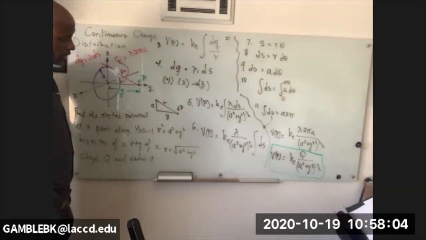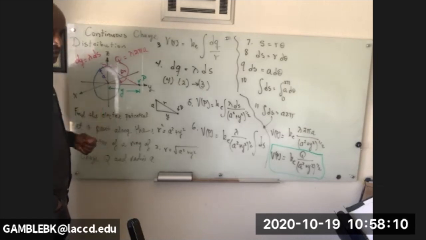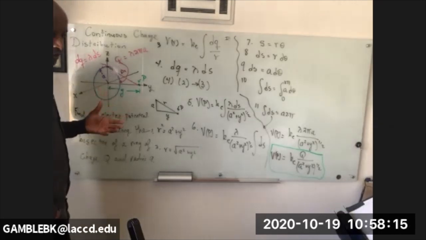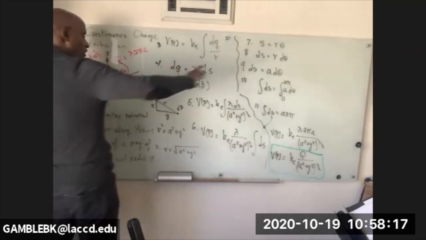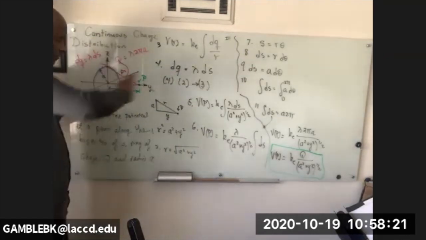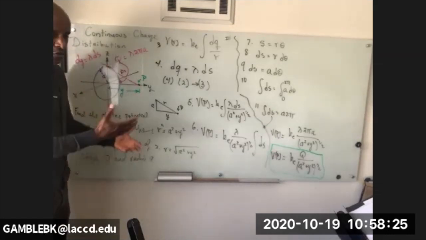Do me a favor, let's do the limiting cases. That's the same thing we did with the field. If I get very far away from this charge distribution, what do you think it looks like? Way far away, what does the thing start to look like? What type of charge distribution?